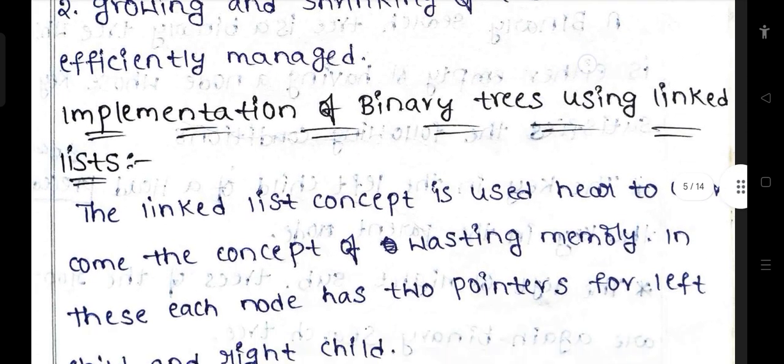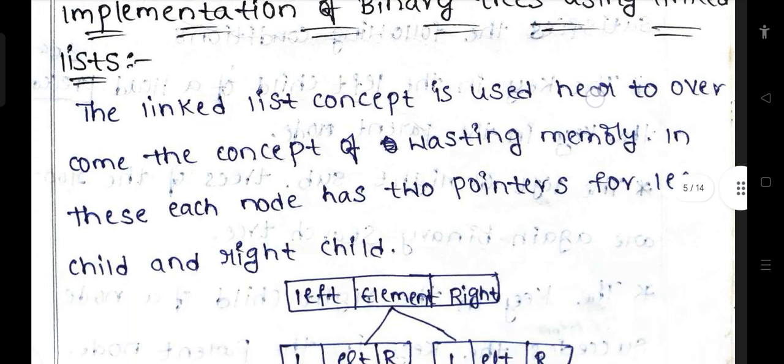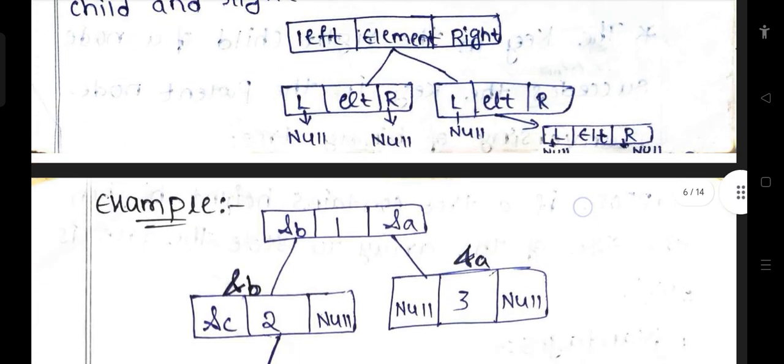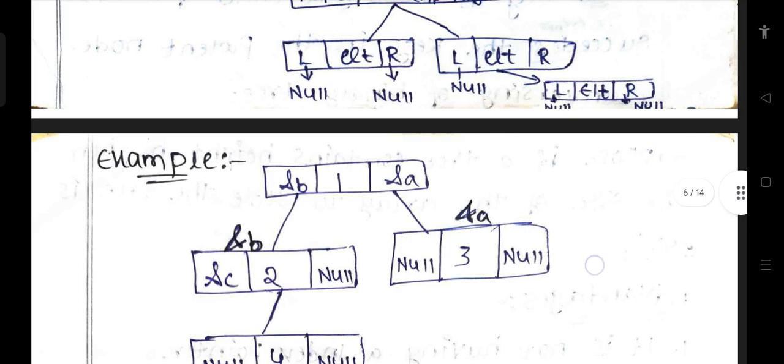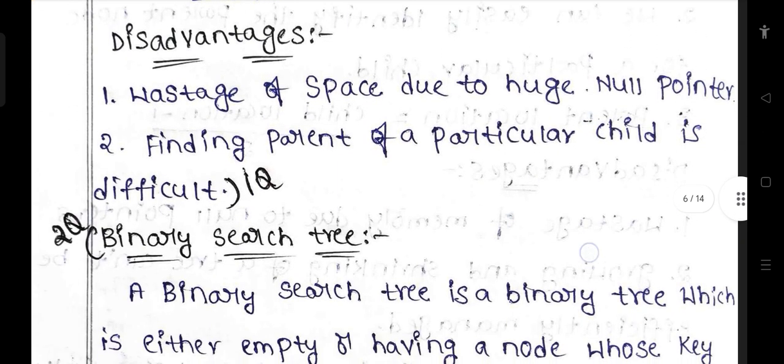And implementation of binary tree using a linked list. In the previous class I told that representation occurs using arrays and linked lists only. So this is the linked list. Linked list, as before, is nothing but nodes. So these are the advantages.